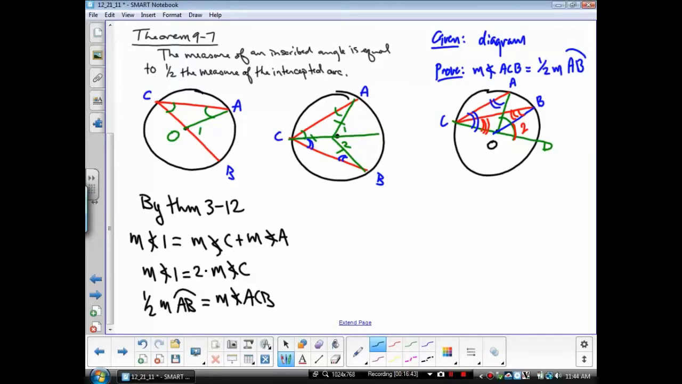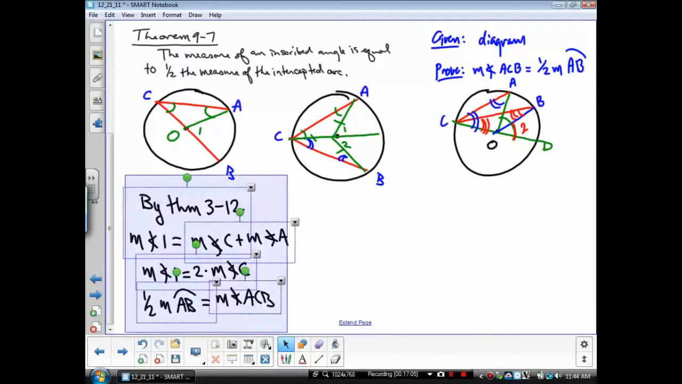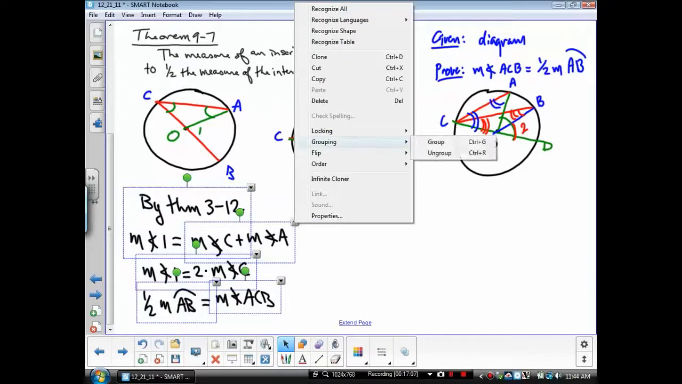This angle, the two green arced angles add to the angle 1. So this one green arc angle has to be half of angle 1, which means that angle ACB is half of arc AB. Does that make sense to you? All right, we're on the next diagram. I'll make this slightly smaller so I have more room.